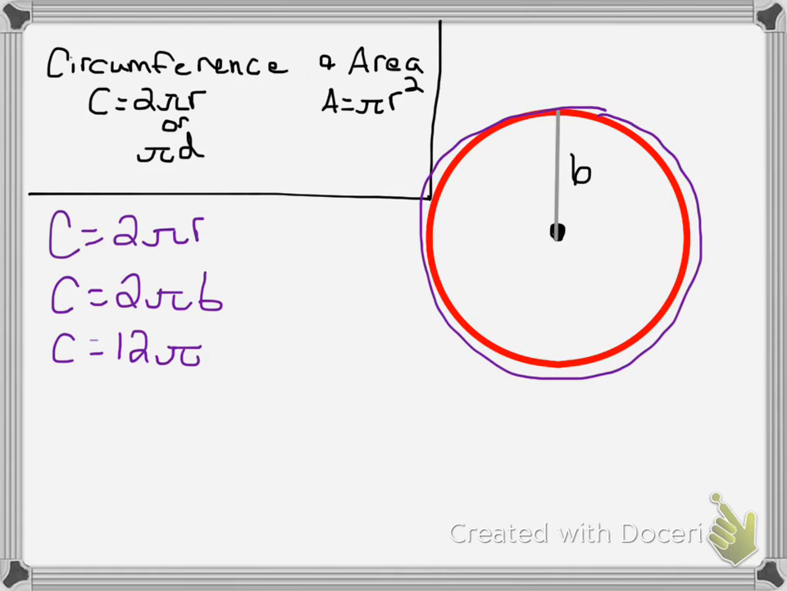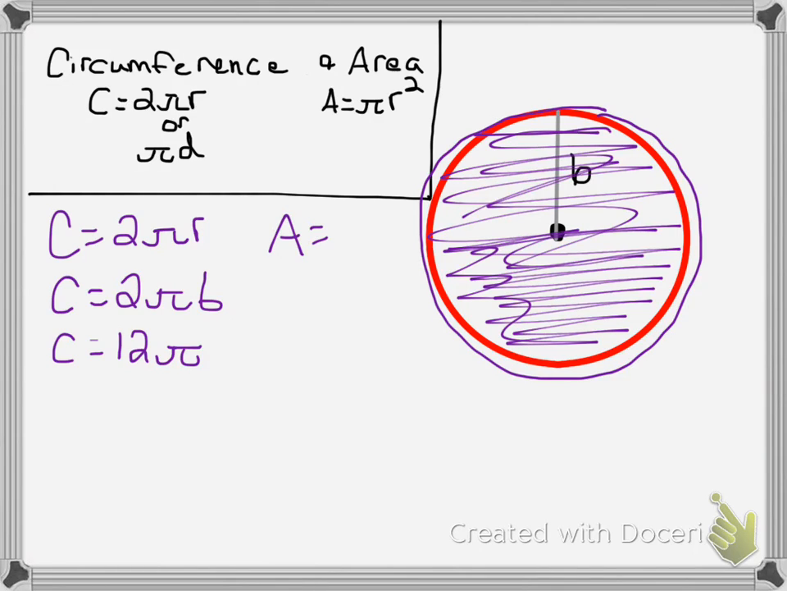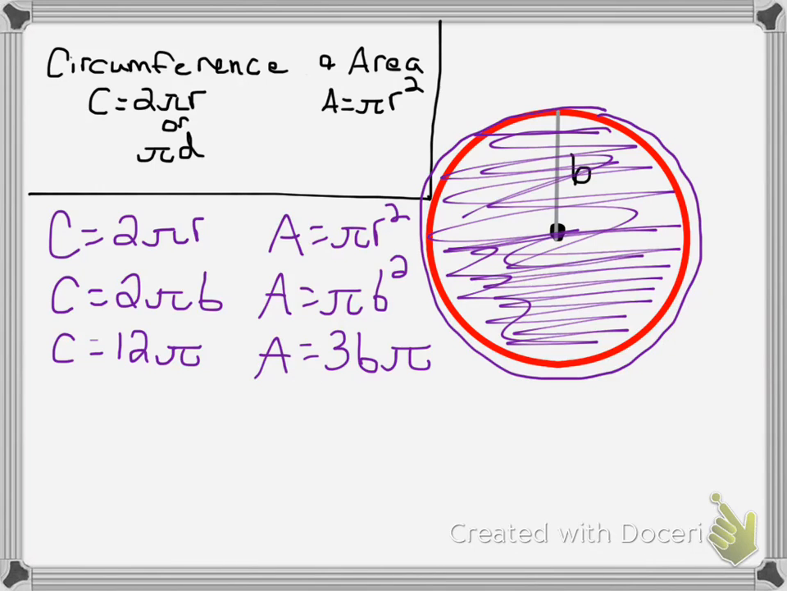Now let's find the area of this circle. Just remember about the area: the area is how much it would take to cover a circle. Area is pi r squared. We have to figure out what our radius is. Here we know our radius is 6, so area equals pi 6 squared. Area equals 36 pi. So that's just a quick review of circumference and area.